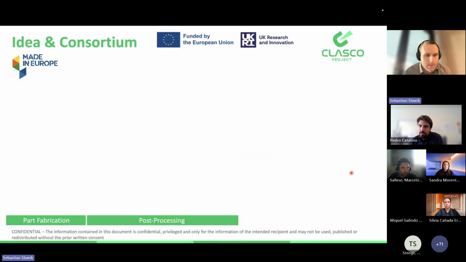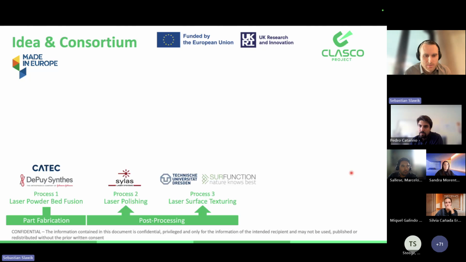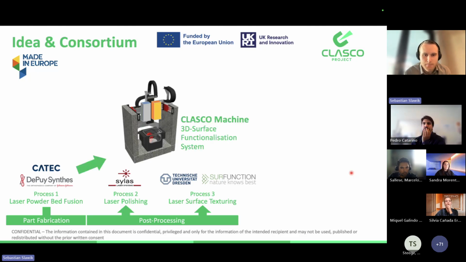The idea of CLASCO is that we are doing part fabrication and afterwards post-processing. We have 3 processes. One is the fabrication, additive manufacturing, the laser powder bed fusion. Afterwards, we have the CLASCO process in the CLASCO machine. It's consisting of laser polishing and laser surface texturing. This is the CLASCO machine where this happens.